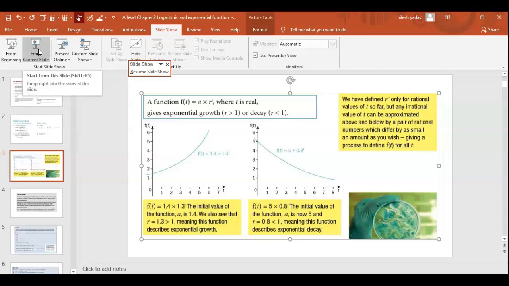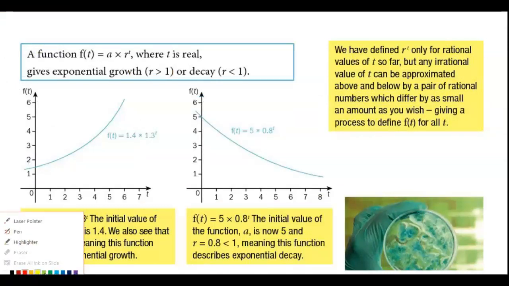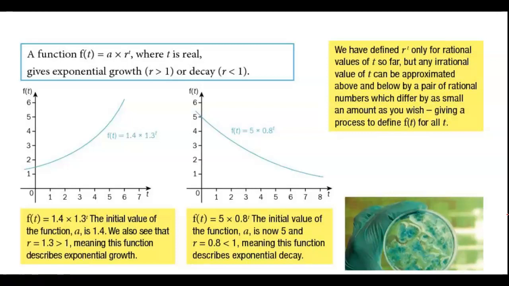Now let us study the beginning of this chapter. A function in variable t equals a into r raised to power t. Suppose I am having a function in variable t such that there is a constant term over here into r raised to power t, where t is a real number. This must be a real number.